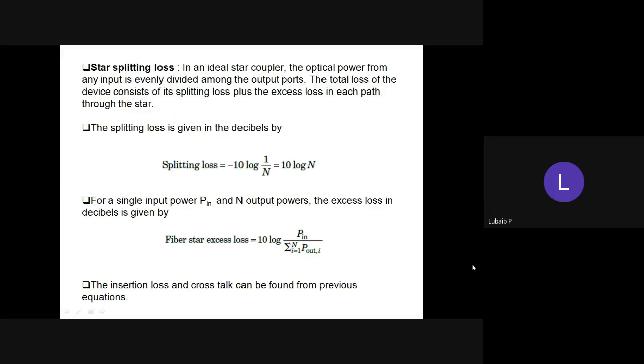Okay. And for a single input power P in and n output powers, the excess loss in decibels is given by fiber star excess loss, that is 10 log P in divided by the sum over i equal to 1 to n of P out i. The insertion loss and crosstalk can be found from the previous equations as we mentioned in the 2 by 2 coupler also.